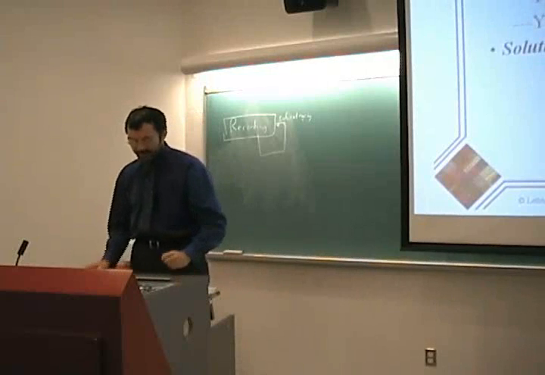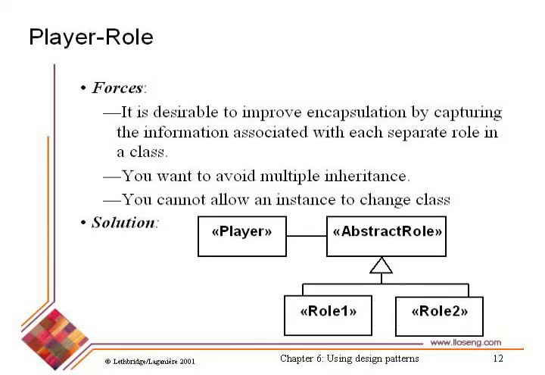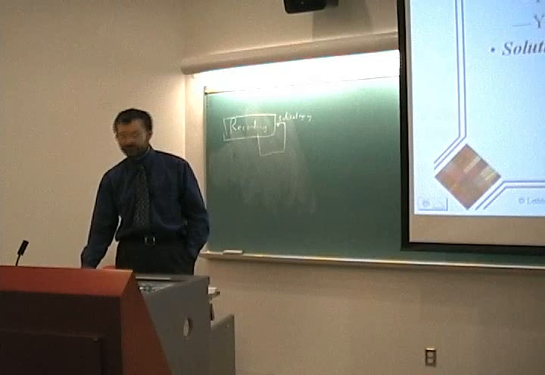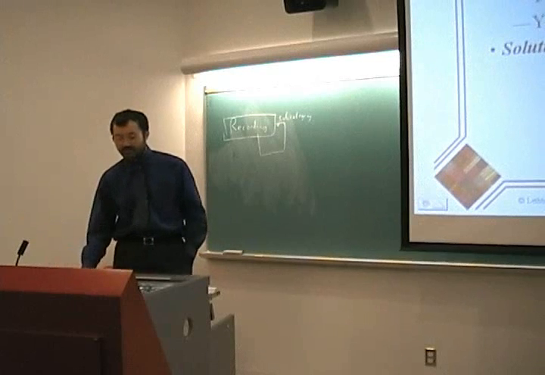So what does the pattern look like as a class diagram? Well, at the bottom of slide 12, we see we have some kind of class we're going to call player. Associated with it, some kind of hierarchy of classes. Generally speaking, a hierarchy, because you want more than one role. So the notion is you've got an abstract role, and then one or more, usually two or more, subclasses of abstract role, and we're going to call them role 1, role 2, role 3, etc.